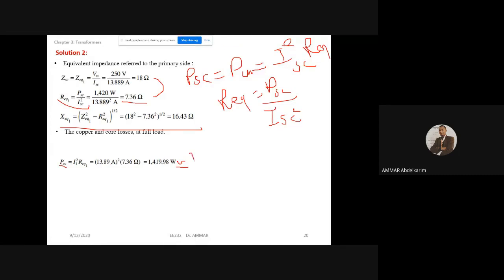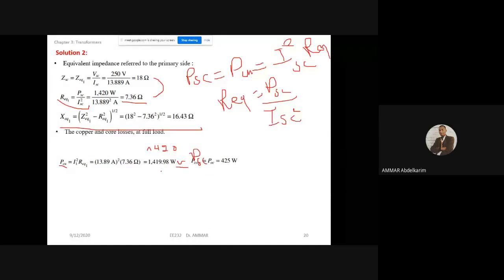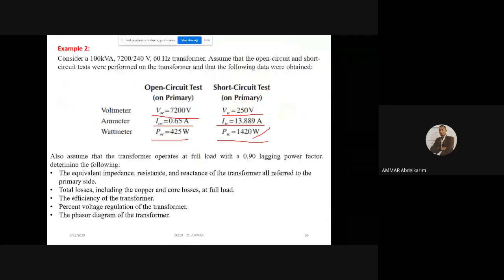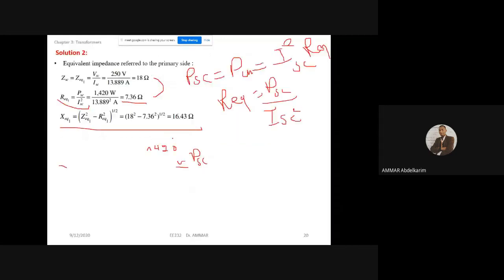Okay, so we checked here that the copper losses are almost equal to the short circuit losses, which is given as 1,420. Okay, so it's 1419.98, which is almost equal to 1420. The core losses are equal to the open circuit power, which is given in the open circuit test as 425 watt. Okay.